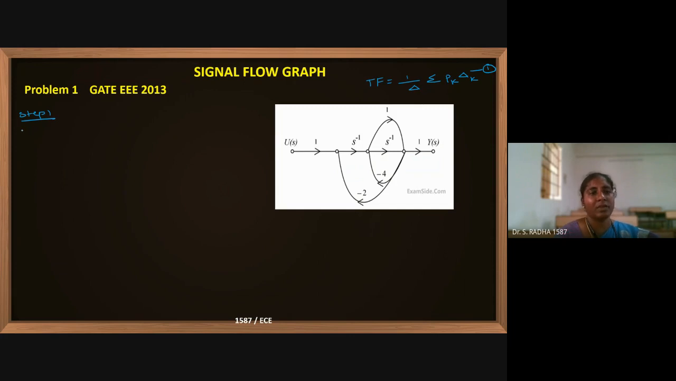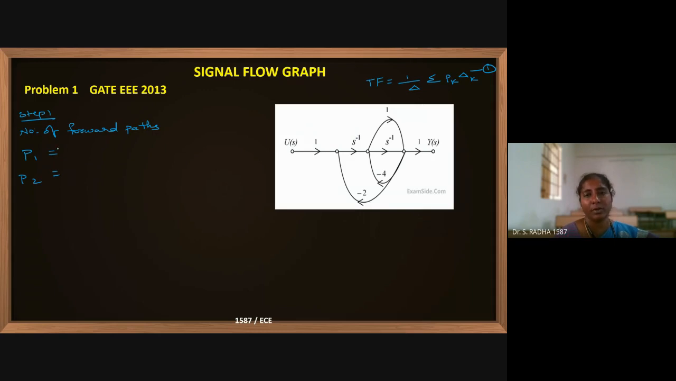In step 1, I will calculate the number of forward paths. Forward path means from input to output: P1, P2, P3, like that. So I will just multiply the gains. You check, I am starting from U of S. From the input to the output I have to travel. Any node or any branch should not be repeated.